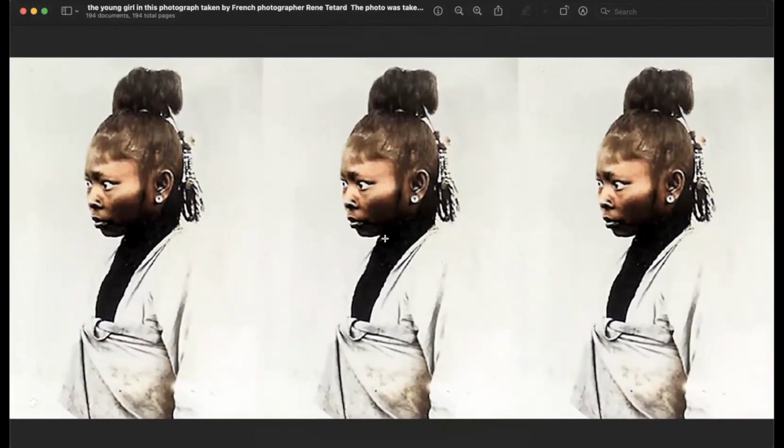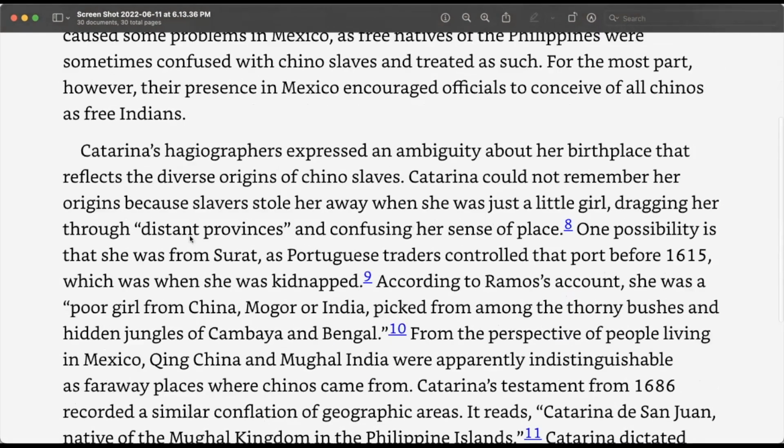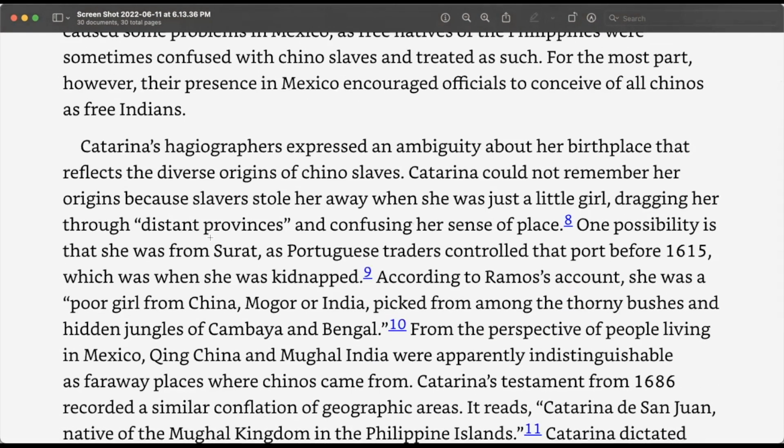This is Katarina's hagiographers express an ambiguity about her birthplace that reflect the diverse origins of Chino slaves. Katarina could not remember her origins because slavers stole her away when she was just a little girl, dragging her through distant provinces and confusing her sense of place. One possibility is that she was from Surat, as Portuguese traders controlled that port before 1615, which was when she was kidnapped. According to Ramos' account, she was a poor girl from China, Mogor, or India, picked from among the thorny bushes and hidden jungles of Cambaya and Bengal.